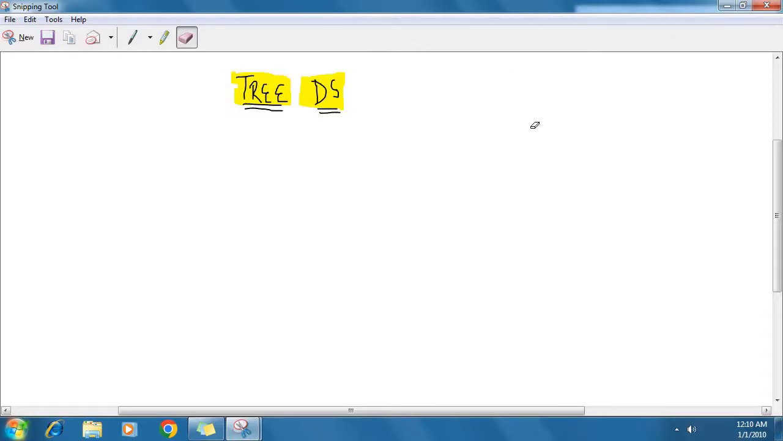So basically a tree data structure is a non-linear data structure. Clear? So first of all, let me write here, it is a non-linear data structure. So tree is a non-linear data structure. The second thing is, basically it is a non-linear data structure. I hope you understand this concept.